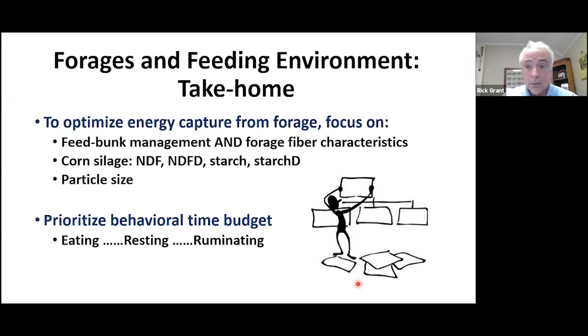And particle size is so critical. Okay. And then the last thing I'd say, duty bound, I feel like I have to say this: always prioritize the cow's behavioral time budget. Eating, resting, ruminating. I feel like a broken record, but they're biologically linked. The cow will sacrifice eating time to rest. And as I just said, in her ideal world, 90% or more of her rumination needs to occur while she's lying down for a rumen pH in the desirable range.